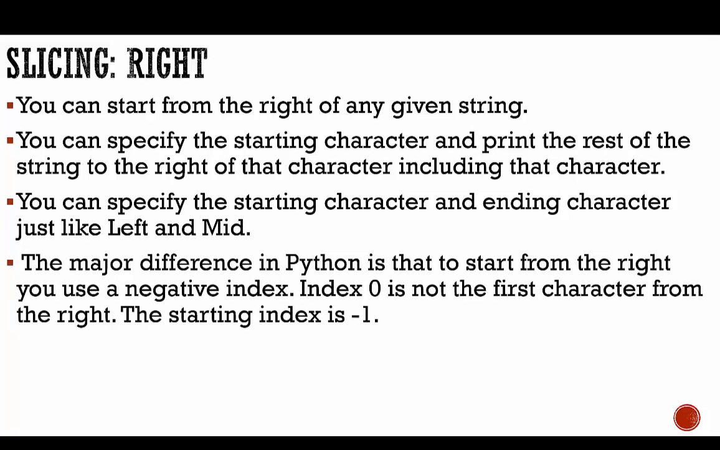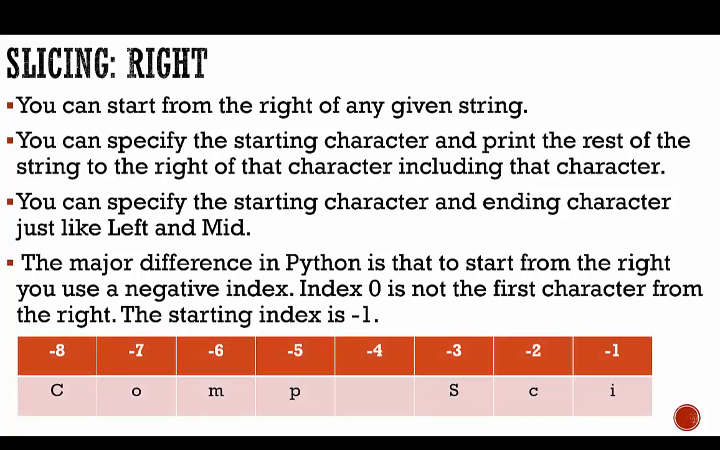Now, the major difference in Python is that to start from the right, you use a negative index. Index 0 is not the first character from the right. The starting index is -1. When you type in 0 or a number greater than 0, Python says, okay, you want to start from the left. If you start with a negative index, it knows, okay, you want to start from the right. Because remember, there is no keyword. So here we can see my starting index from the right is -1, and that is with the I. -2 index is C, -3 index is S, -4 is the space, and on all the way to C.